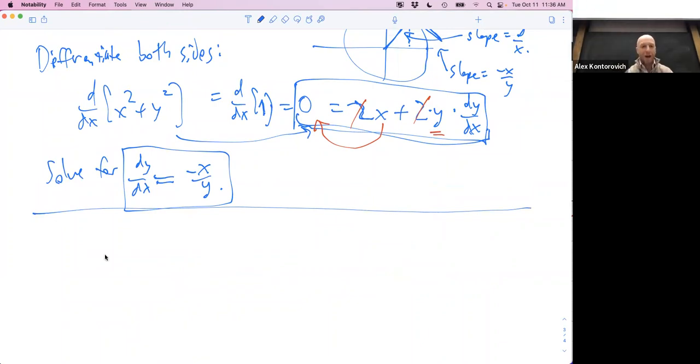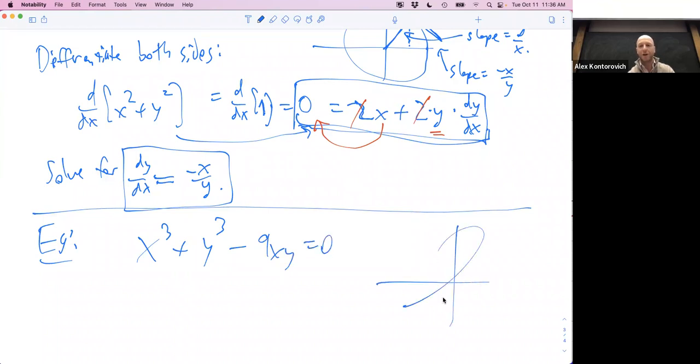Okay, so here's another example. We have the following curve. It's a weird curve: x cubed plus y cubed minus 9xy equals 0. I have no idea what this thing looks like. It's a curve, right? If you give me a value of x, I'll get some values of y, and as x changes, the value of y changes. It's not necessarily a function. It's just some graph. These are all the points that lie on this.